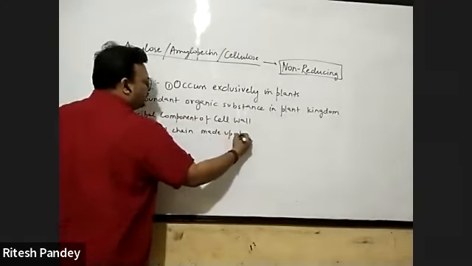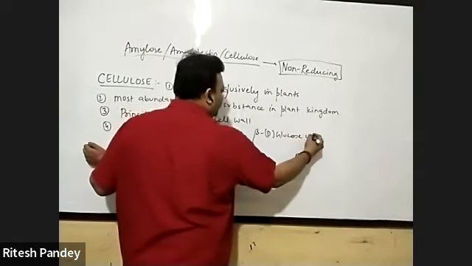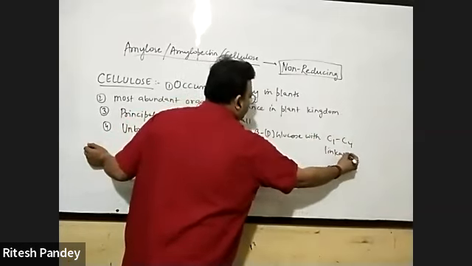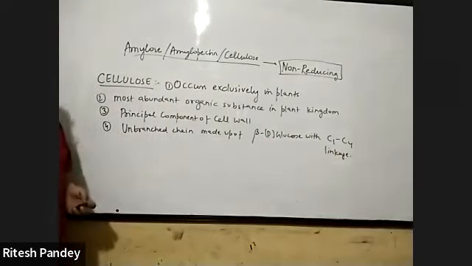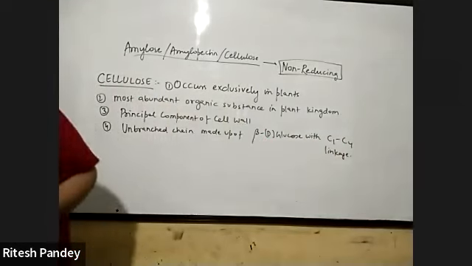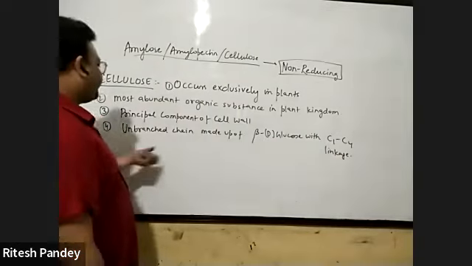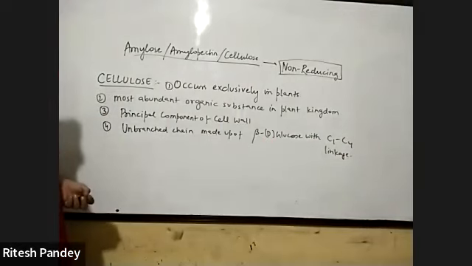made up of beta D glucose with C1-C4 linkage. Unbranched straight chain made up of beta glucose with C1-C4 linkage.